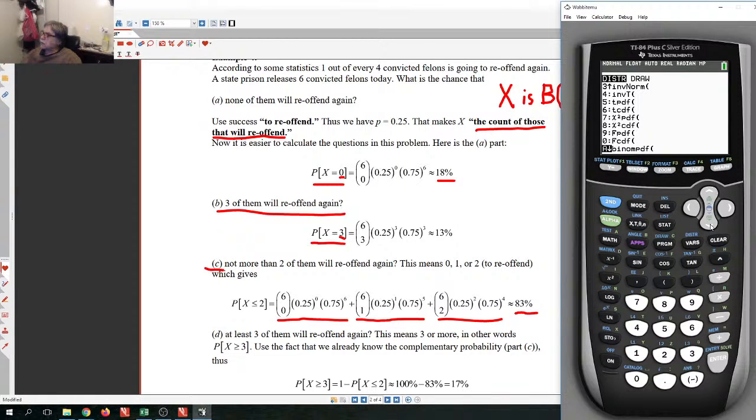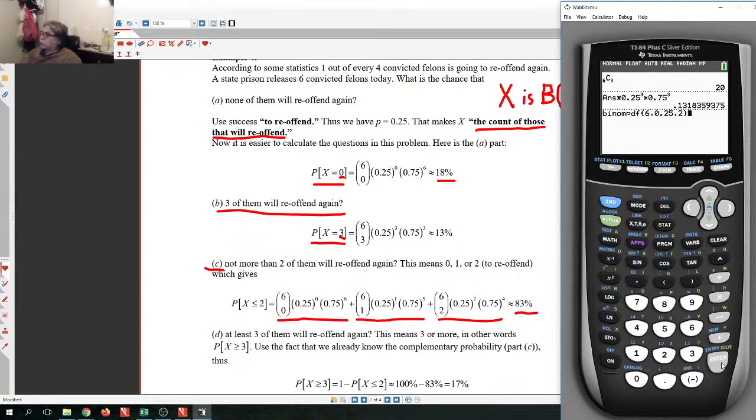Now how does that work? Well, you select it. How many trials? What is the probability of success on a given trial? We already said 0.25. What is the x value, the k value, that you're interested in? In this particular case, 2 successes. So that's number 2. That's it. It will paste the instruction for you.